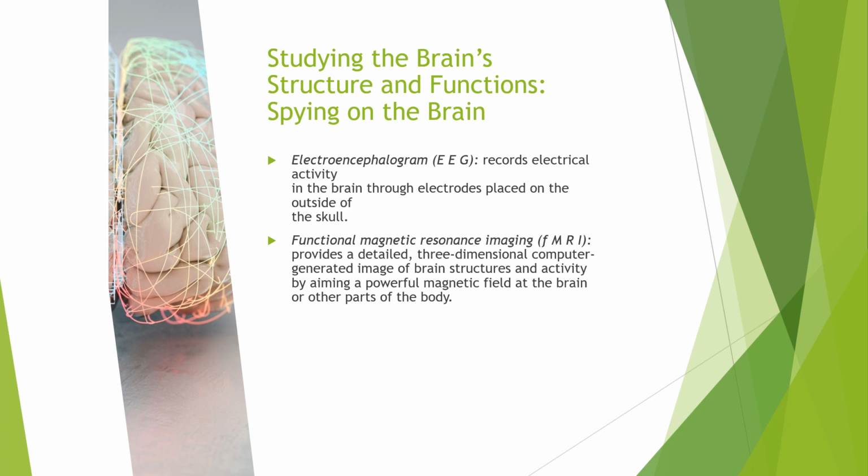Another type of scanning technique is a PET scan. That's a positron emission tomography, or a PET scan. And this shows biochemical activity within the brain at any given moment. PET scans are used a lot of times when you're trying to determine what type of cancer someone has.